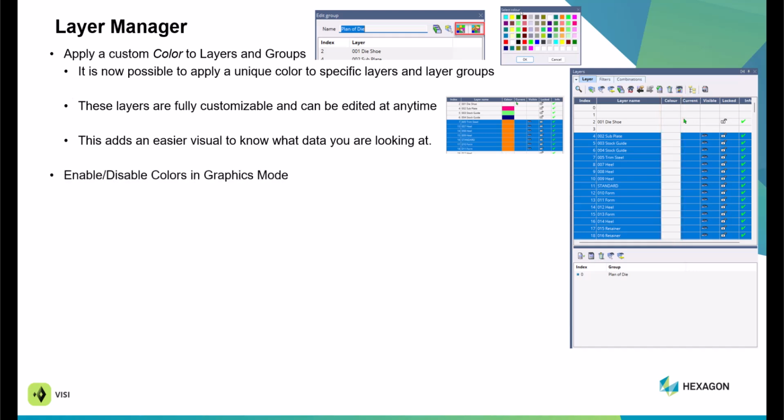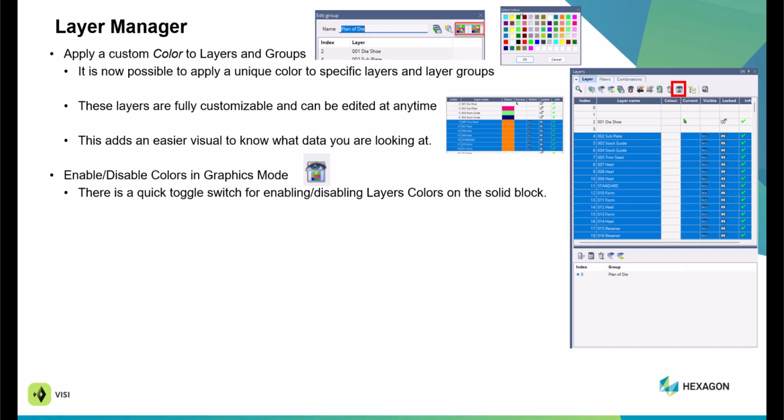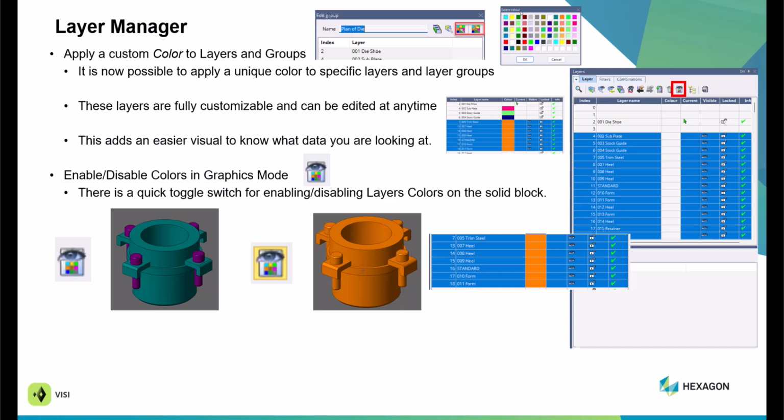You can enable and disable the graphic color mode from this as well. So whatever color is in that layer group, that will display as a color for the solid or the faces, whatever is selected. Toggle this option on and off. So you can see, here's what the results look like.